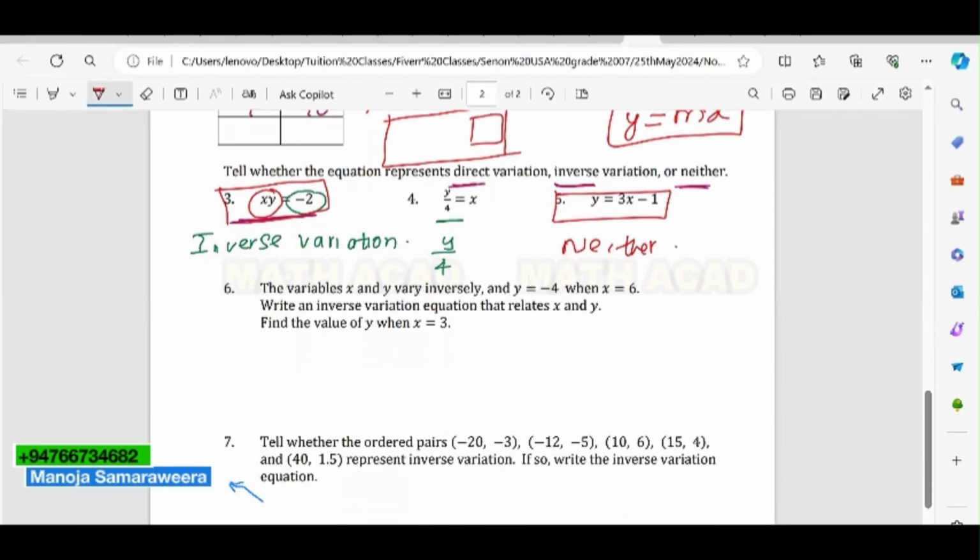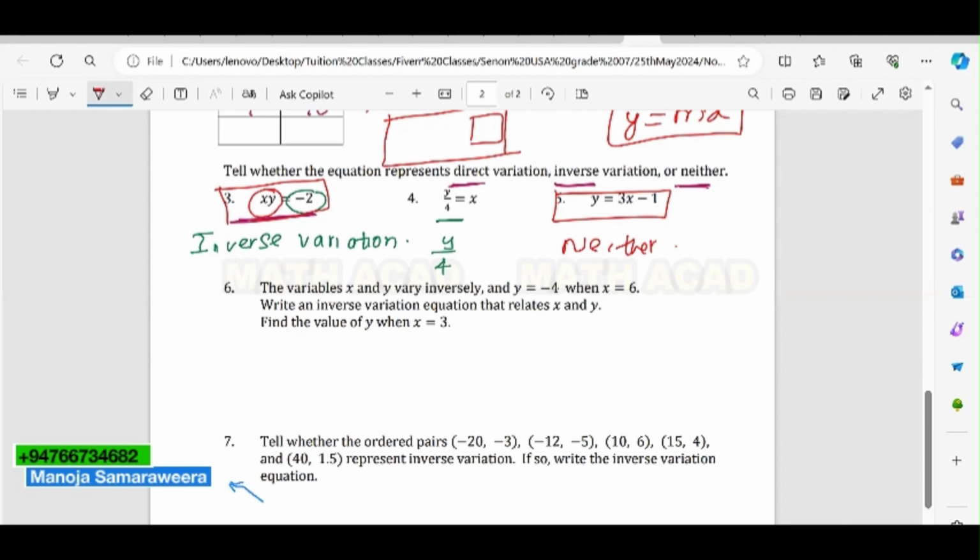Question number 6. Okay, read the question number 6, Sino. The variables x and y vary inversely, and y is equal to -4 when x is equal to 6. Write an inverse variation equation that relates x and y. Find the value of y when x is 3. Okay. What did you get?